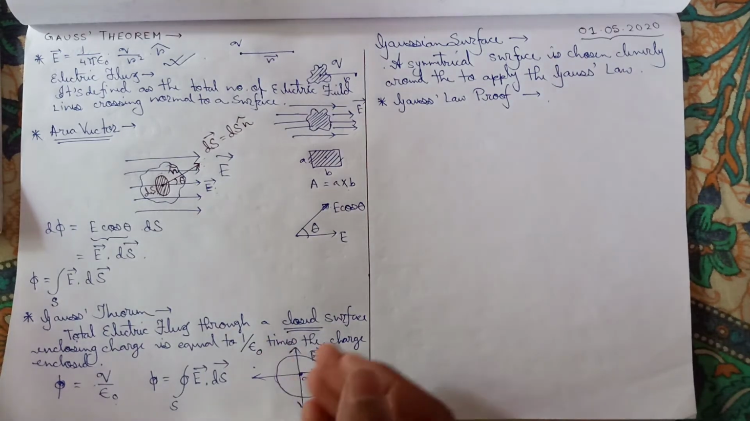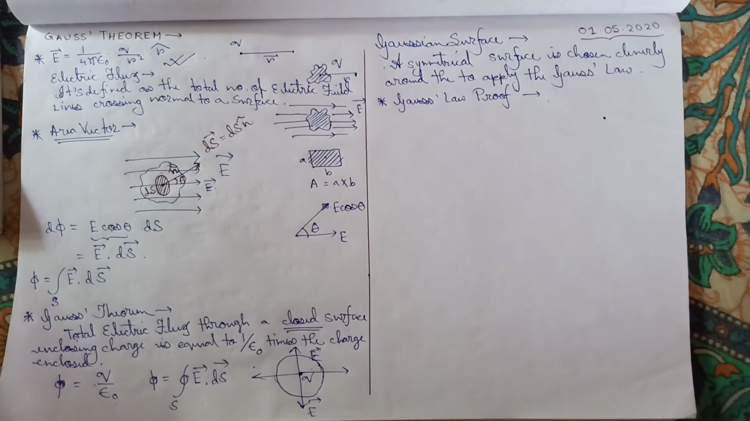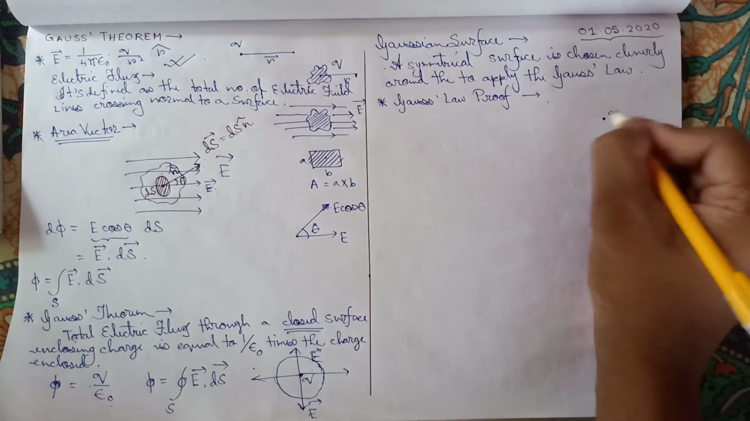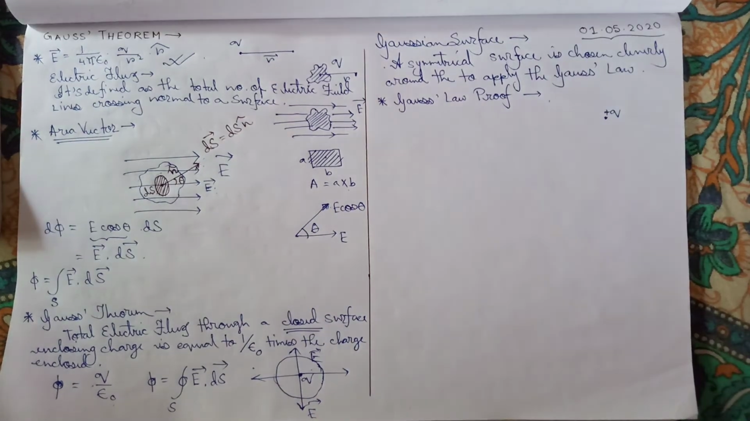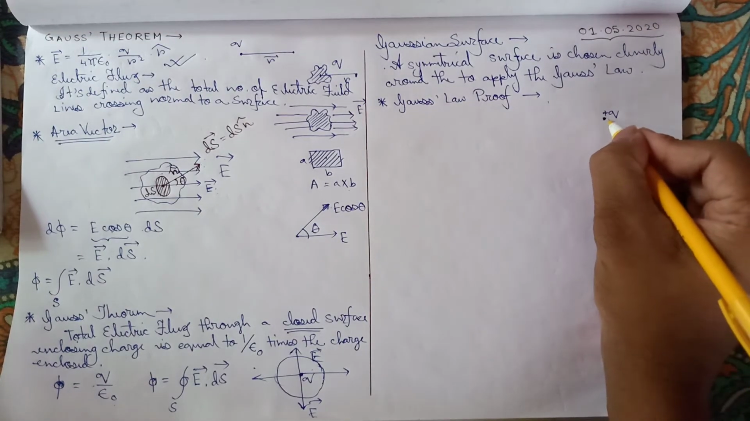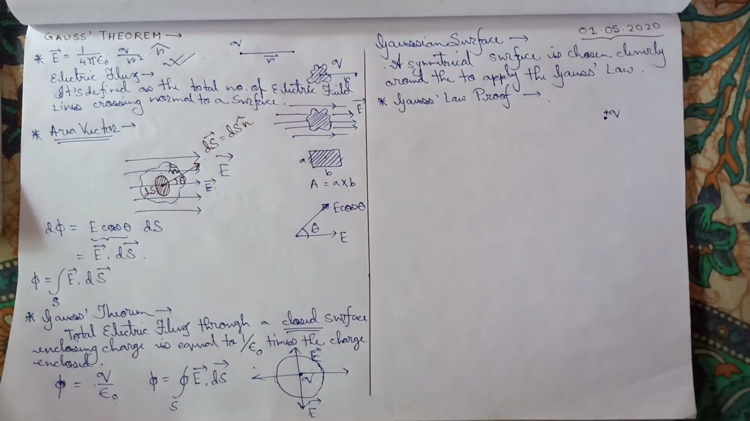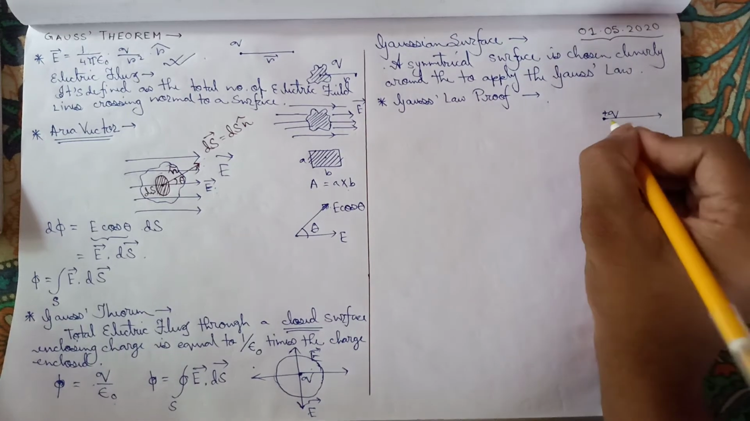So what is Gauss law? We know a charge is enclosed by a surface. Let's take a charge, suppose this is a charge Q. What about its electric field? Let's say it's a positive charge, plus Q. So what about its electric field lines? The electric field lines will start from plus Q and terminate at infinity, as there is no negative charge. So the electric field lines will be like that.